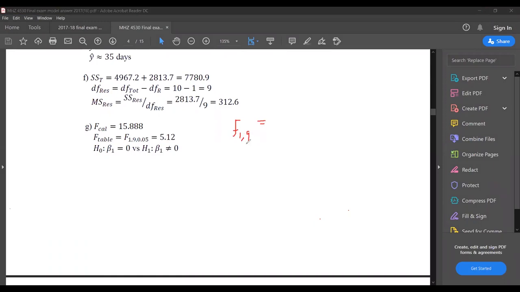This 1 and 9 are the degrees of freedom for the regression and the residual. This is the regression part, and this 9 comes from the residual part. Then we have to move to the table of the 5% significance level. There are many tables for 1%, 2%, 5%, 10%. We need to go to the 5% table and find the F value for 1, 9.